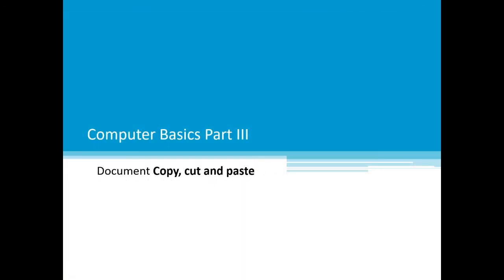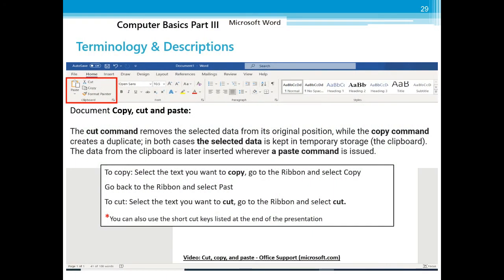Document copy, cut, and paste. The copy, cut, and paste command is a great tool. It'll save you a lot of time. If you're in a document and you have a paragraph or even a page, you can copy that information and paste it into another document. So it's very useful. The cut command removes selected data from its original position, while the copy command creates a duplicate. In both cases, the selected data is kept in a temporary storage or a clipboard. The data from the clipboard is later inserted wherever a paste command is issued.